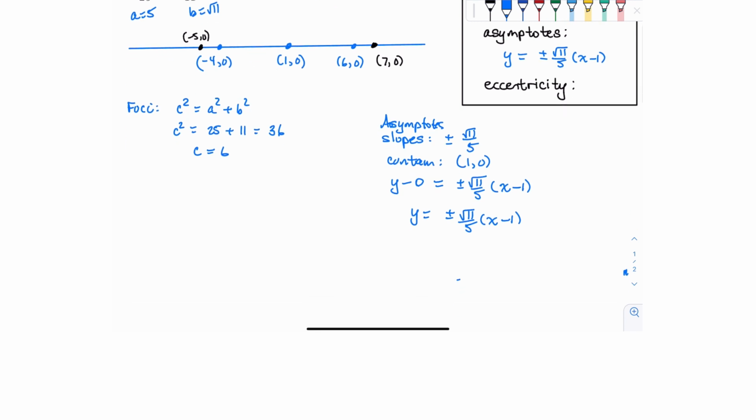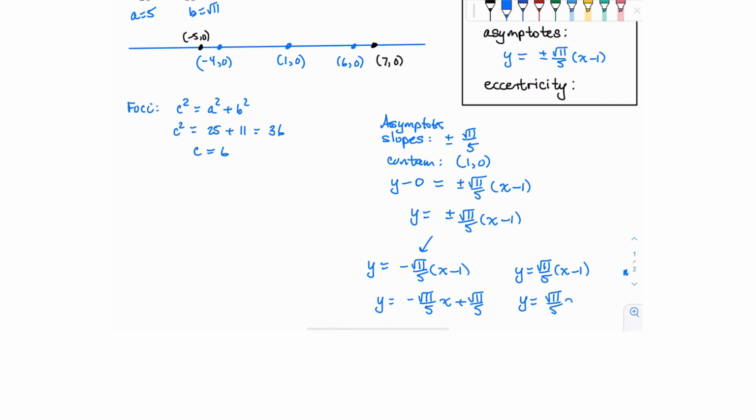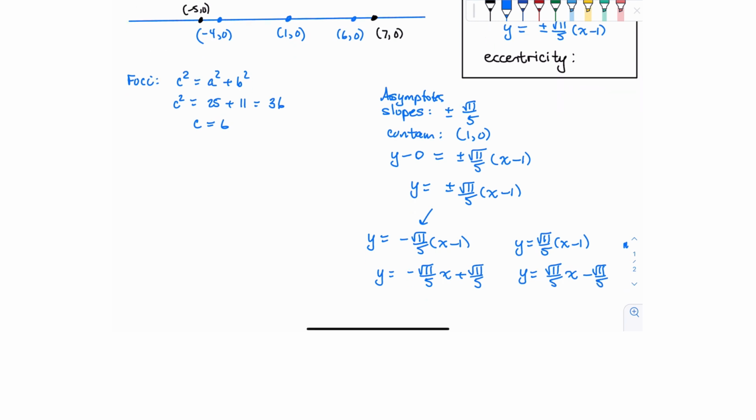So just to show how that works out, we have y equals negative square root 11 over 5 times (x minus 1), and y equals positive square root 11 over 5 times (x minus 1). And we'll just distribute at this point. So we have y equals negative root 11 over 5 x plus root 11 over 5, and y equals root 11 over 5 x minus root 11 over 5. So there's our asymptotes.